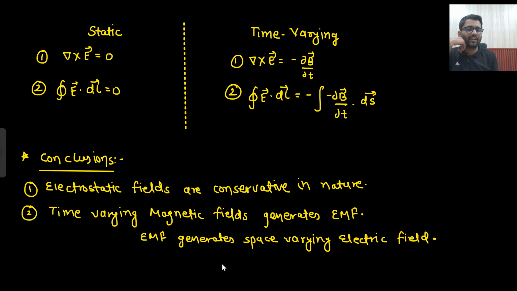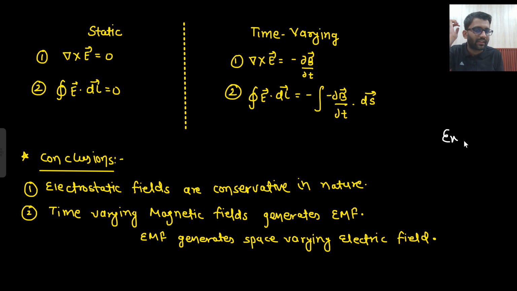So in the time varying case, del cross E is equal to minus del B by del t. If you remember the statement in mind, this will be very easy for you to remember: a time varying magnetic field generates a space varying electric field, and the directions are perpendicular to each other. Is that clear? Or how can you remember it in the examination?